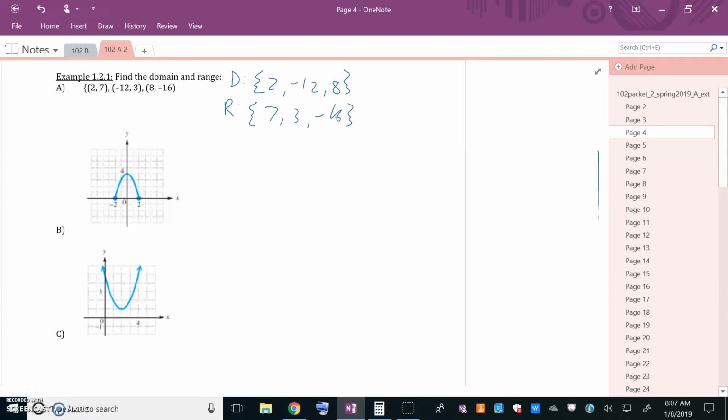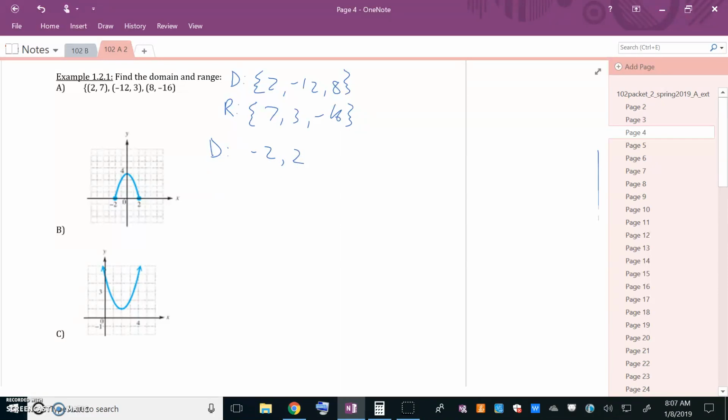Now, that's what happens if we just have a set of ordered pairs. Most of the time in this class, we're going to actually have lines where we're not just including the first point and the last point, but everything in between as well. So that means we will have to write this as an interval. So for B, my domain, it starts at negative 2 and it ends at positive 2.